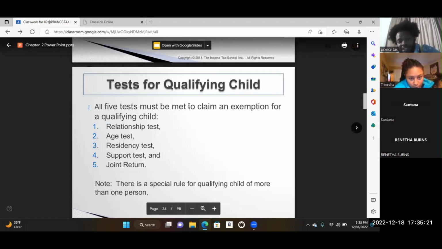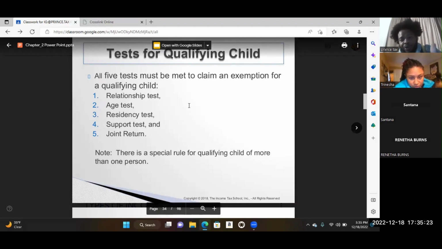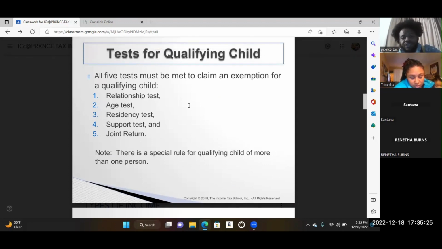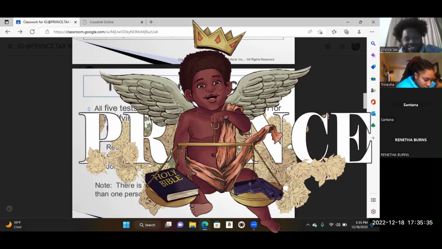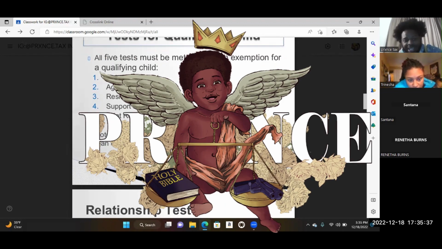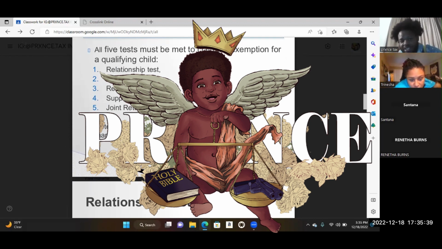Tests for a qualifying child. This is all important because these are the ways the IRS makes sure you get the credit that you're supposed to deserve. I feel you're supposed to get the max. That's what I'm here for, to get you the max. The tests are: relationship test, age test, residency test, support test, and joint return test.